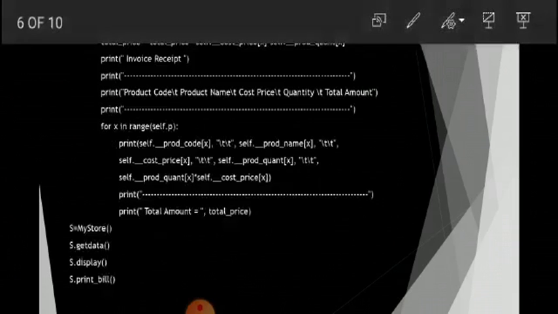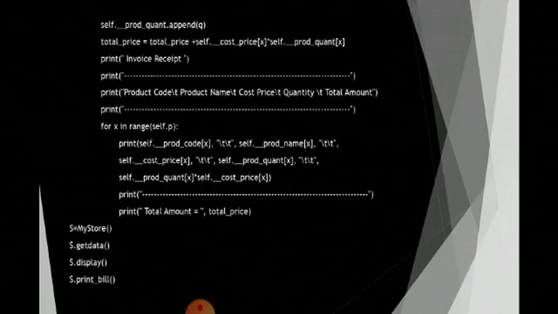Number of products you need to store. First, which function is executed? The get data function. In this get data function, the first statement gets the number of products. Here the number of products is given as 5, so it gets each and every product code, name, and price. So this is repeated 5 times.